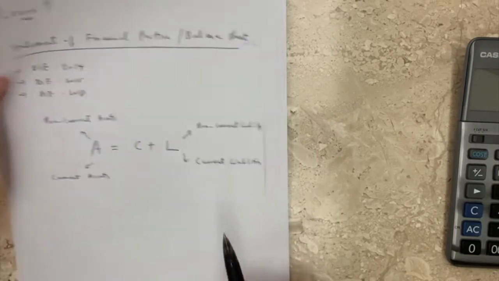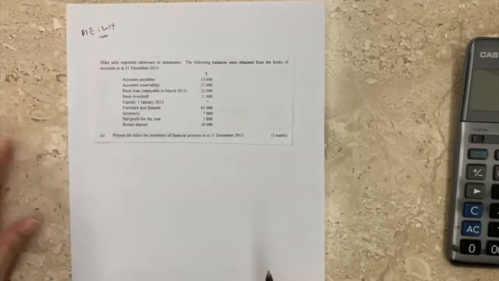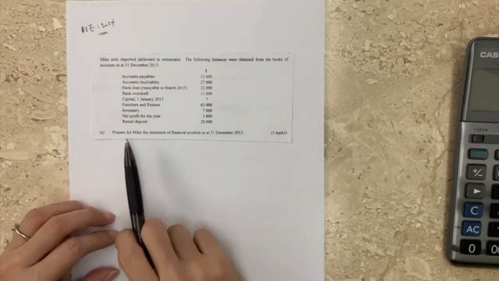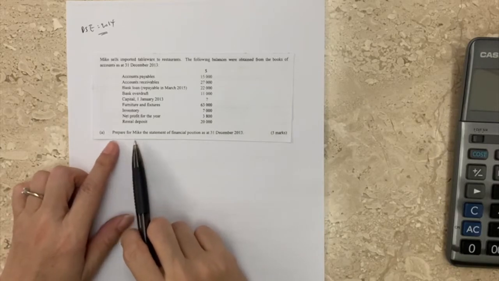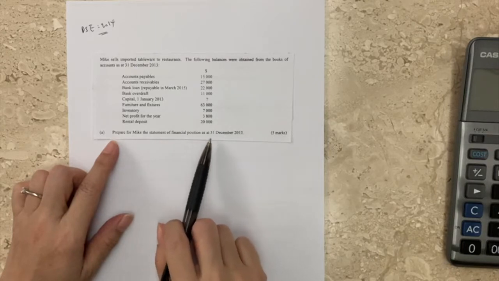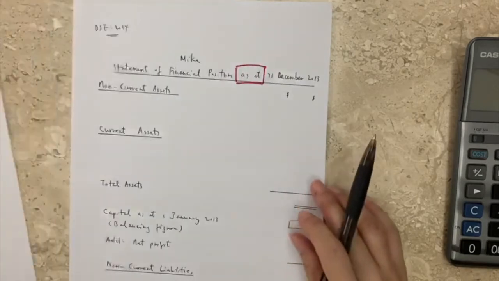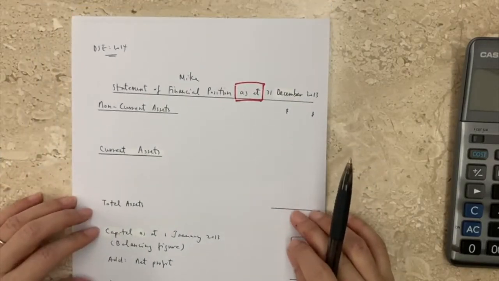Okay, so next we have this DSE question in 2014, and what we need to do is to prepare for Mike, who is the owner of the business, the statement of financial position as at 31st December 2013. Okay, so here is the statement of financial position.